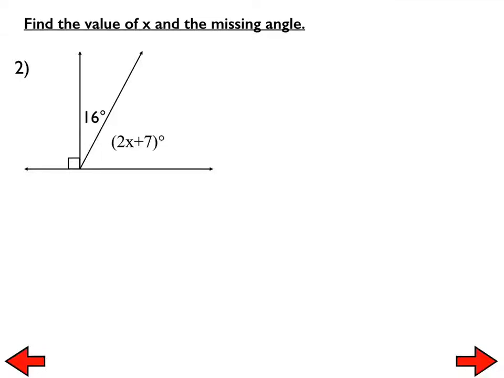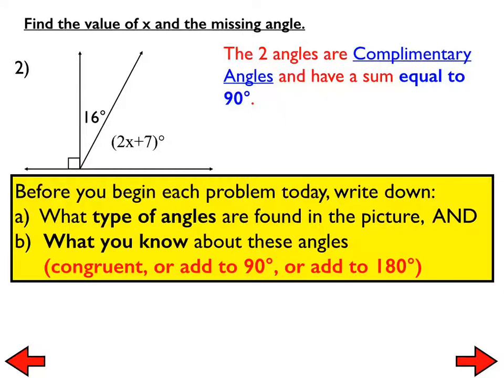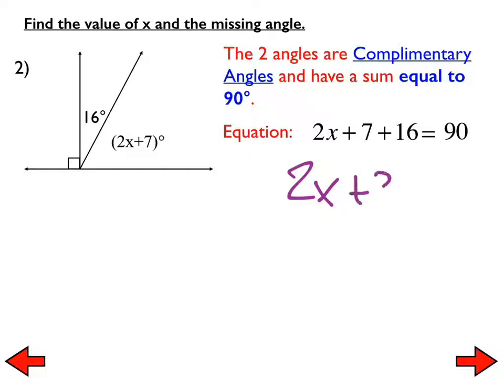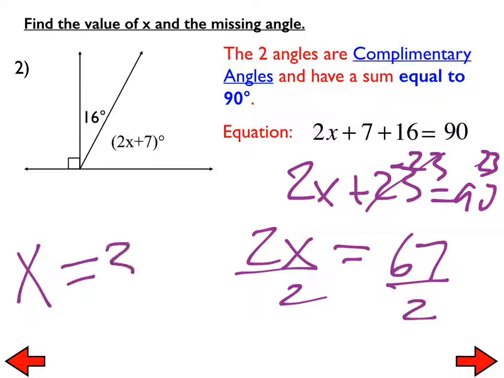All right, so complementary angles, and complementary angles add up to 90, so that helps us with our equation. The 16-degree angle and the 2x plus 7 angle, those have to have a sum of 90. So the equation would look like this. 2x plus 7 plus 16 equals 90. From there, we combine the like terms, which are the two constants. That would give us 2x plus 23 equals 90. We subtract 23 from both sides. We've got 2x equals 67. Divide by 2, and x is 33.5.